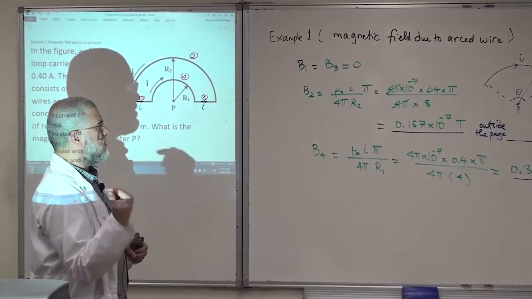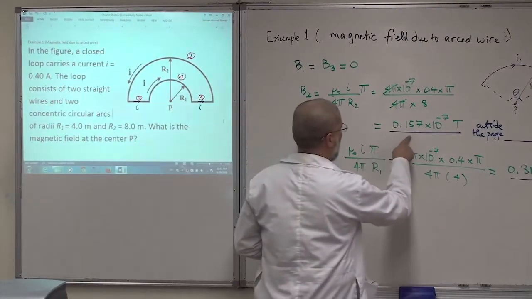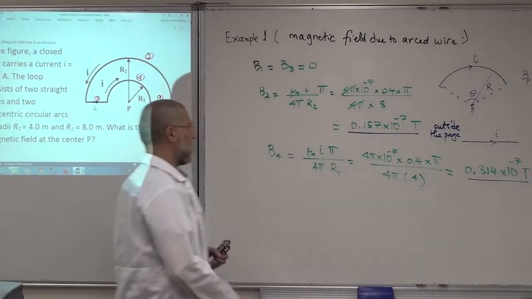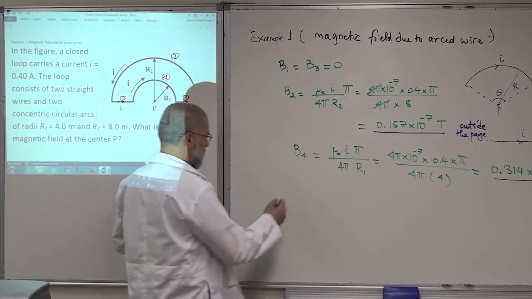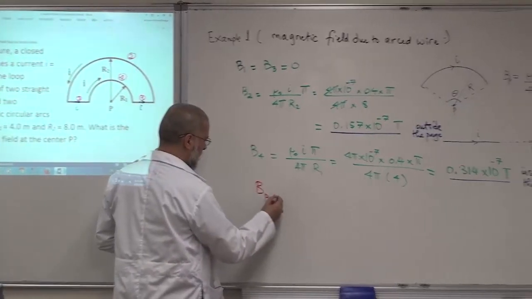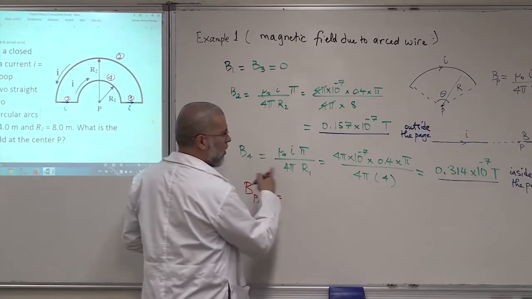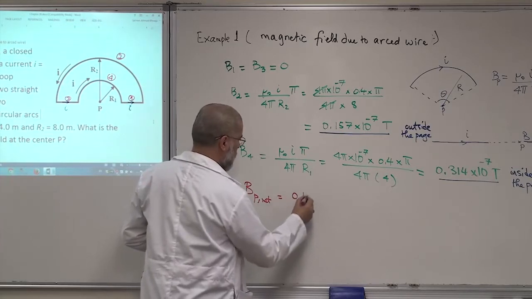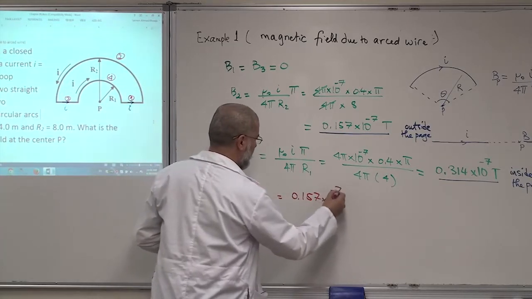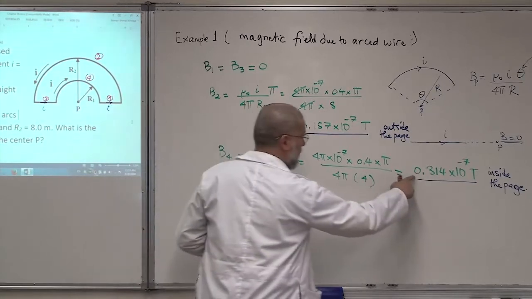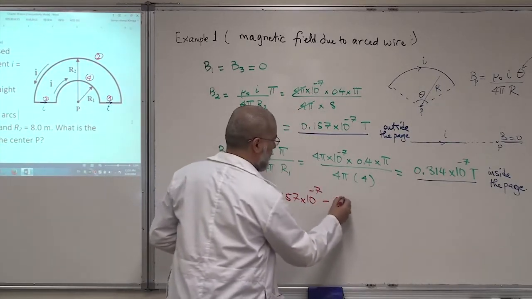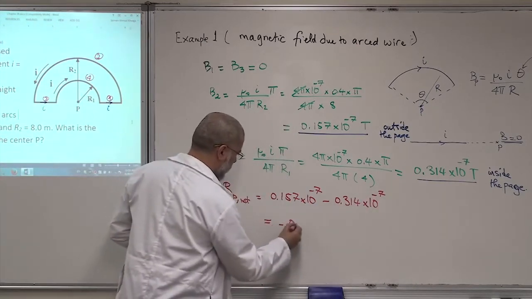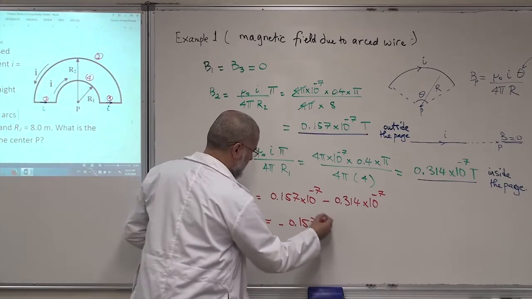As you can see, the magnetic fields are not in the same direction. One of them is outside and has a smaller value, and one is inside and has a bigger magnitude. So what will be B net then? B at point P, the net magnetic field, will be the outside minus the inside: 0.157 times 10 to the power minus 7 minus 0.314 times 10 to the power minus 7, and this will give you minus 0.157 times 10 to the power minus 7 Tesla.